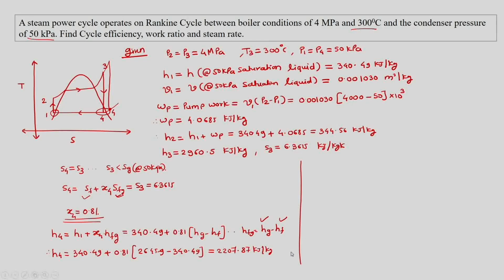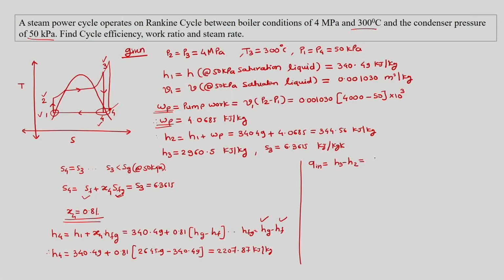Now we know enthalpy at 1, enthalpy at 2, enthalpy at 3 and enthalpy at 4. We also had found out the pump work. So now we can proceed and find out other work and heat interactions. Initially, Q in, which is heat added, is H3 minus H2.